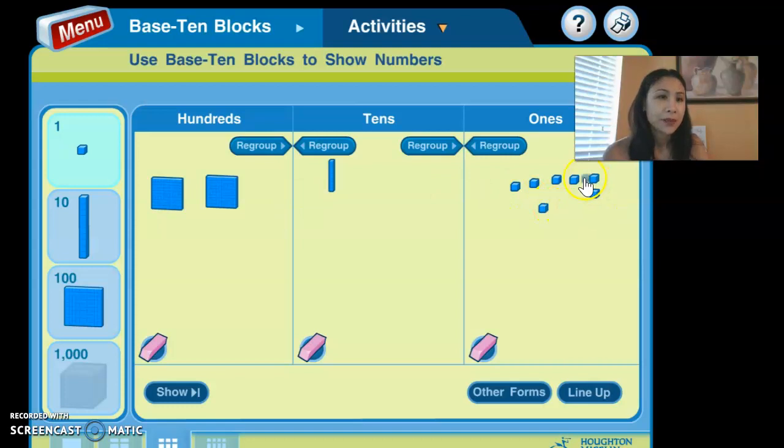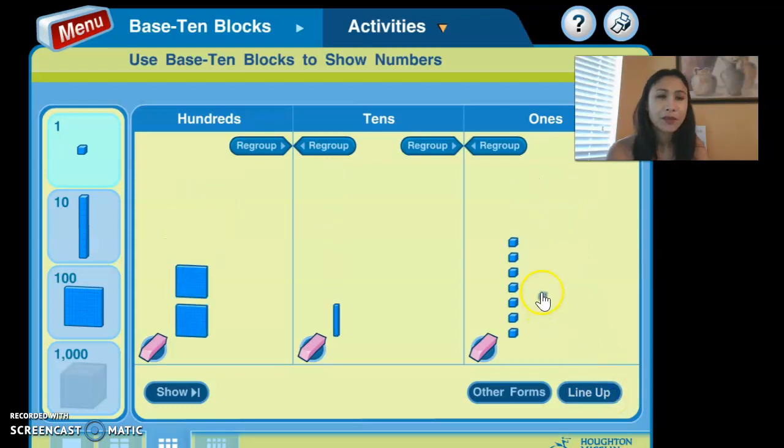Okay, so let's see. Let's go to the ones place. Do I have enough? Let's line this up. Do I have 9 units to take away? 1, 2, 3, 4, 5, 6, 7. No, I don't have enough to take away 9, I only have 7. Well, guess what? We're going to have to regroup.